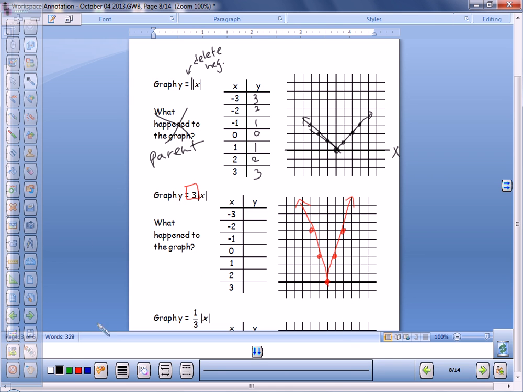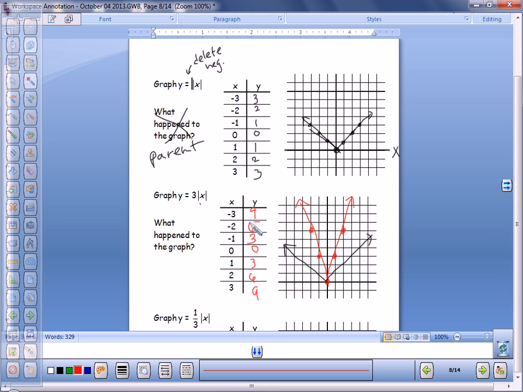So if we look at this in comparison to the parent graph, it looks like this. Can you tell it's been vertically stretched? Pulled vertically, and that makes it more narrow. Now let's make sure this actually works. If we took the absolute value of negative 3 and tripled it, we get 9. If we took the absolute value of negative 2 and tripled it, we get 6, 3, 0, 3, 6, 9.